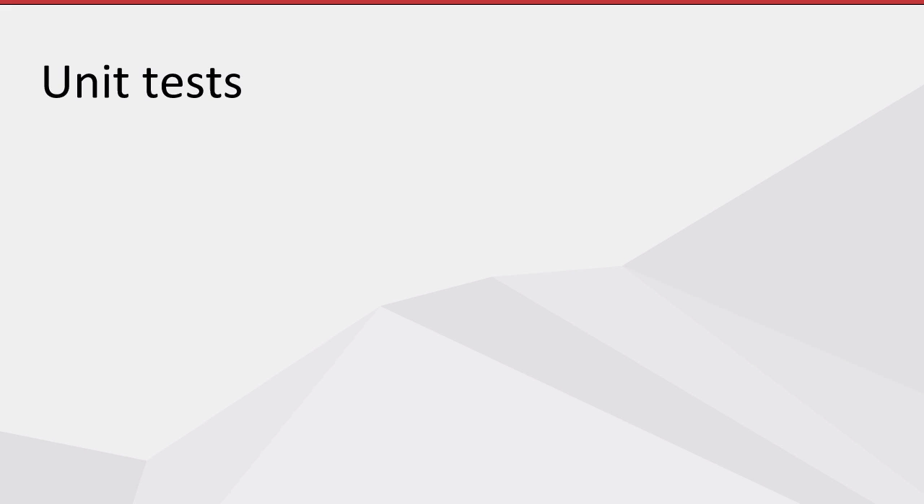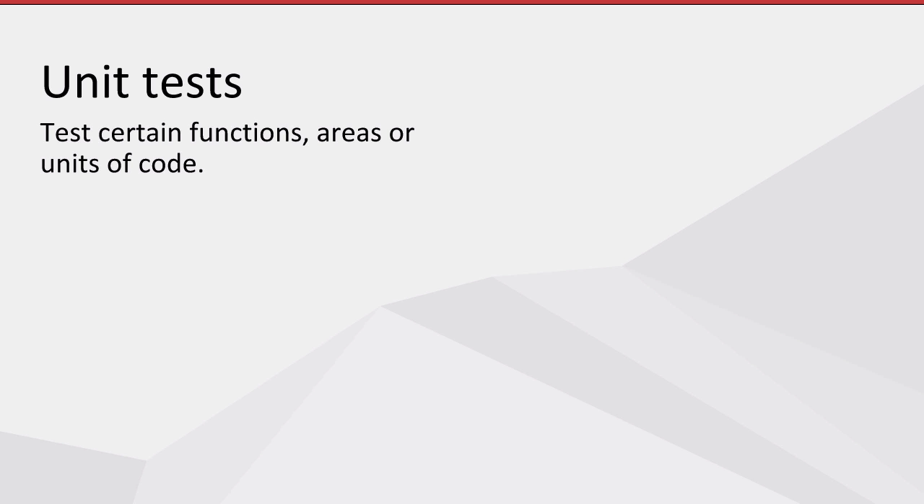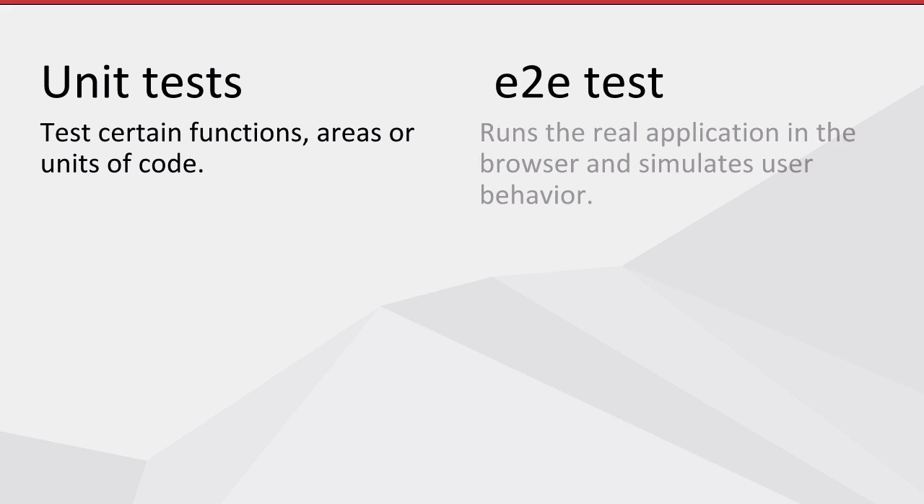So there's two main types of tests. There's unit tests, which test certain functions or areas or units of code. So really they're testing just little bits of your application in isolation. And then you've got end-to-end tests, which test how your application actually runs in a browser, simulating a user's behavior. So it actually simulates a user clicking on things and changing pages and adding and removing items and so forth.